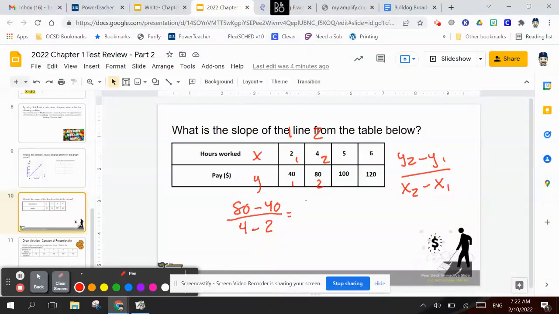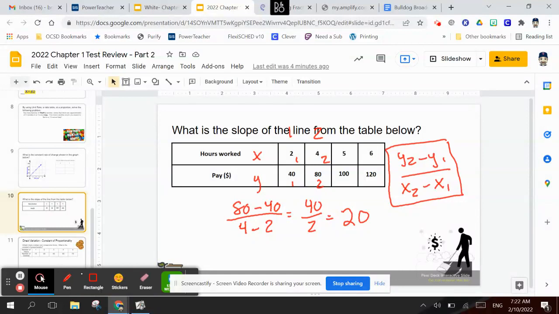80 minus 40 is 40. 4 minus 2 is 2. And 40 divided by 2 is 20. That's where your slope is at. It's a great little tool to help you find that slope.